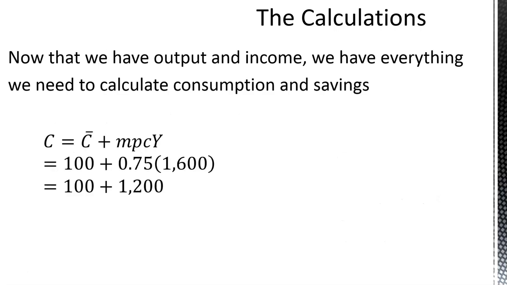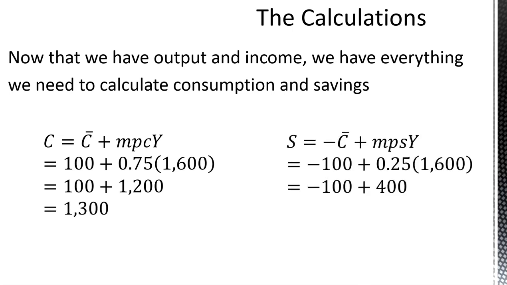Now that we know what the level of output and income is going to be, we can plug that Y into our consumption and savings functions to find out what the level of consumption spending and the level of savings is going to be. Consumption function, again, is just given by C bar plus MPC Y, and we now have all of that information. C bar is 100, MPC is 0.75, Y is 1,600 as we just derived, so we get consumption spending of 100 plus 1,200 or $1,300 total.